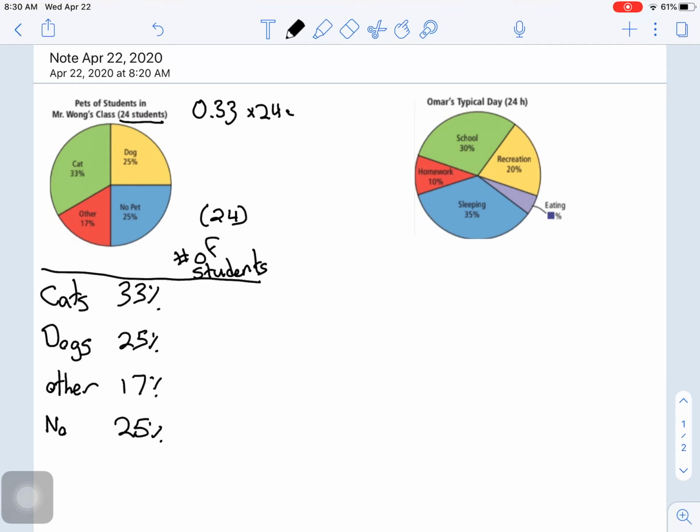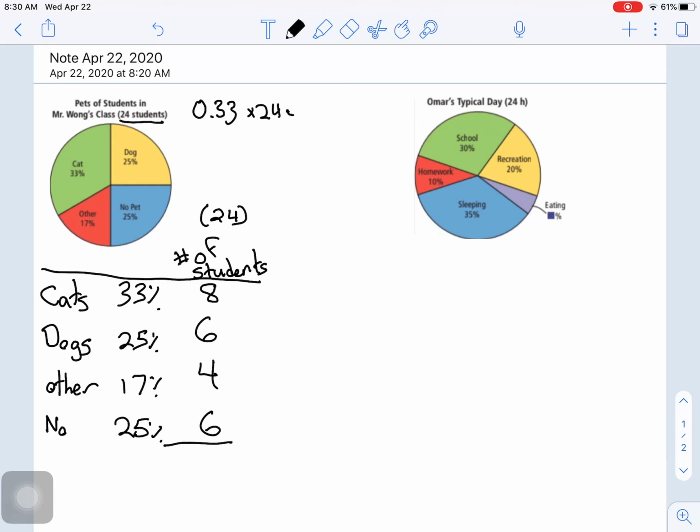which equals 7.92, but we know there can't be a part of a student, and it's probably 33.33%, so this is equal to 8 students. And you can find the rest, but I'll do the rest here. 25% of 24 is going to equal 6. 17% of 24 is going to equal 4. And of course, 25% again is 6.